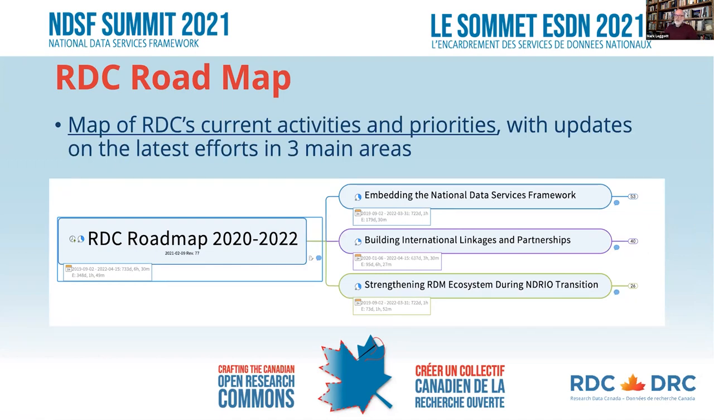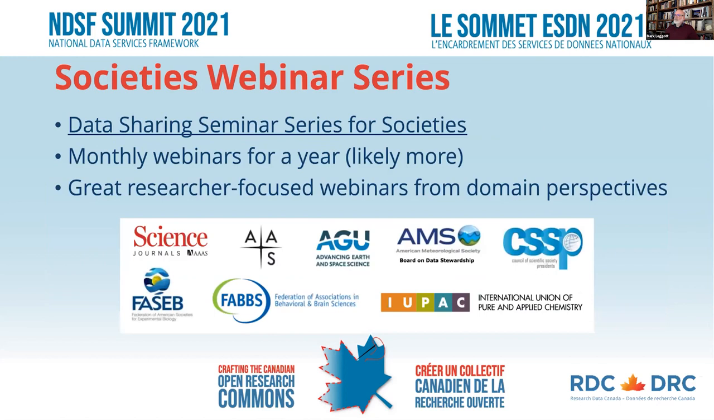Another mind map that I use a lot is the RDC roadmap. These are literally the activities that the RDC steering committee agreed were priorities for me as the executive director between now and when RDC transitions into Andrew. So it's grouped by three high-level themes: embedding the NDSF, building international linkages and partnerships, and strengthening the ecosystem during the Andrew transition. That's there for you to take a look at if you wish. You can click on links and get to documents for things that are mentioned in the roadmap. That's a useful way to get a sense of the progress that RDC is making on some of its activities.